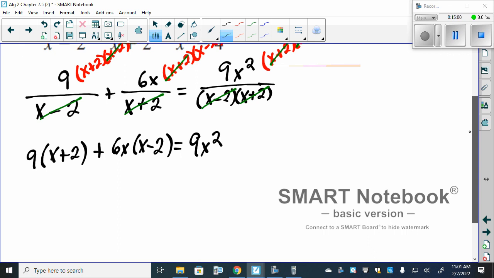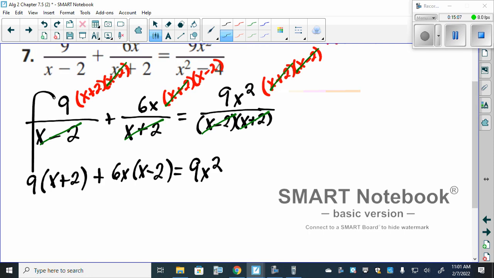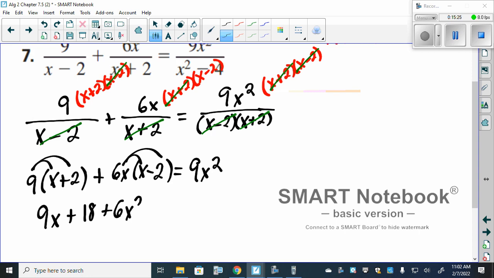Now, unfortunately, with this one here, we can't use any of the shortcuts to get to the answer, or factor or simplify any of these down. But luckily, when we distribute the 9 and the 6x, it's actually not that bad. Because 9 times x would be 9x, plus 9 times 2 would be 18. If we do the same thing with 6x, well, 6x times x is going to be 6x squared. And 6x times negative 2 would be negative 12x, is equal to 9x squared.